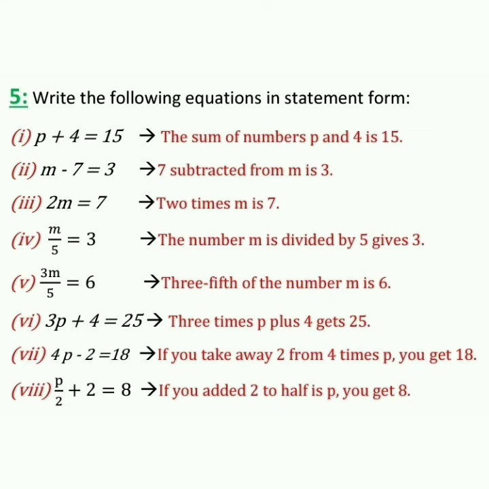Fifth one, 3m/5 = 6. The statement: 3/5 of number m is 6. Sixth one, 3p + 4 = 25. The statement: 3 times p plus 4 gets 25. Seventh one, 4p - 2 = 18. So the statement: if you take away 2 from 4 times p, you get 18.